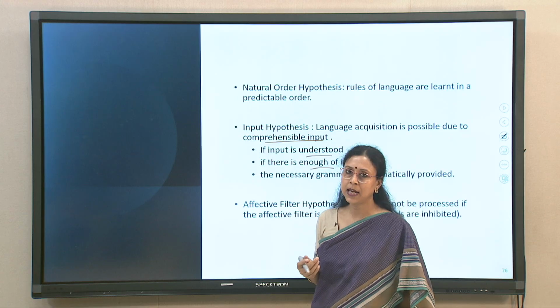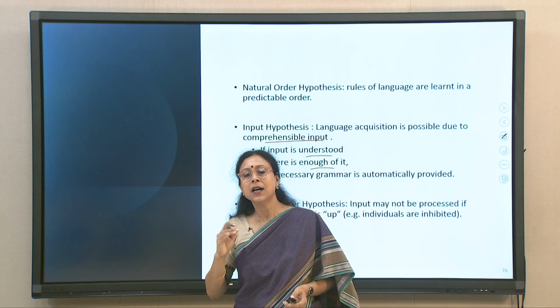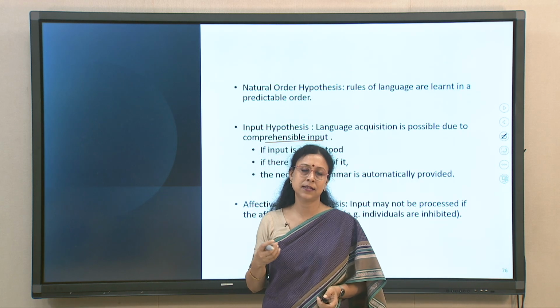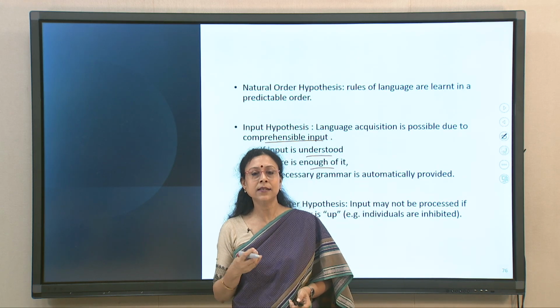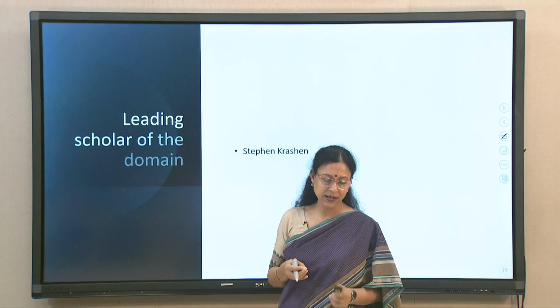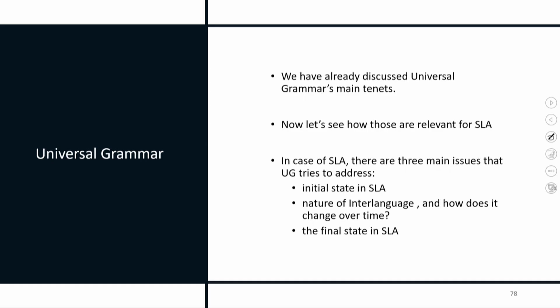And then the affective filter hypothesis, this is also important. The person's affective state is also important. In fact, this was later picked up by many other researchers and discussed in detail, Pica for example, but input may not be processed if the affective filter is up. This is what is called. So, there should be no affective filter while learning. If that is in place, then we will not be able to learn. So, if individuals are inhibited, then the learning will be affected. So, of course, Krashen is the proponent of this theory, and then there is universal grammar.